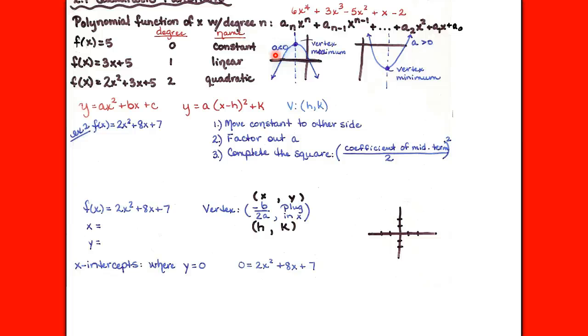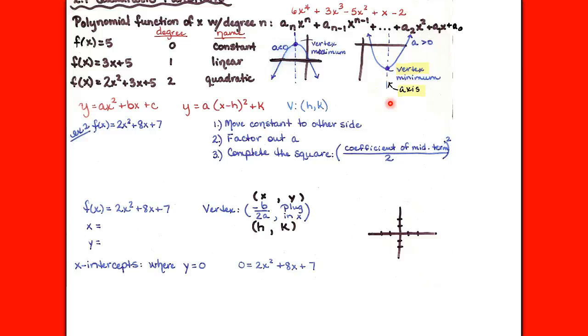And if you'll notice, that axis of symmetry is running through the vertex. So whatever the x value of my vertex is going to be the same thing as the x value of my axis of symmetry. So all I have to do is look at the x value of my vertex and say x equals that number, and that will be the equation for my axis of symmetry.